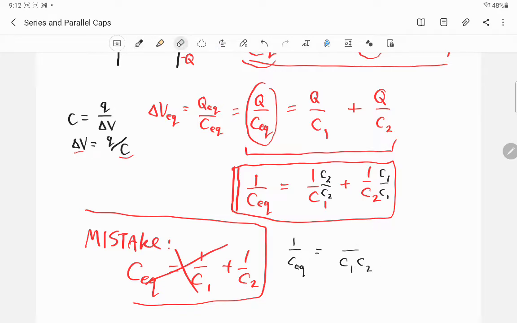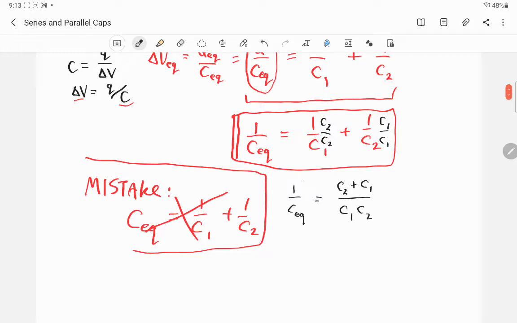But I hope you can follow this. It'll be C2 plus C1, all divided by the common denominator, which is the product of C1 and C2. And what this means is you can flip this over, and C equivalent equals the product of C1 and C2 divided by C1 plus C2.